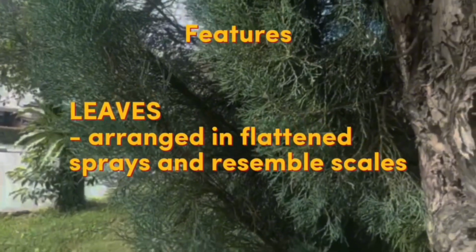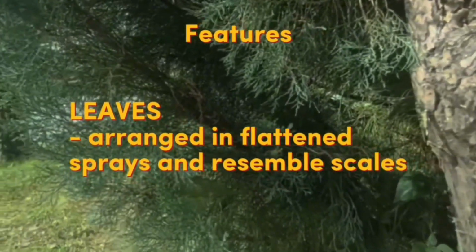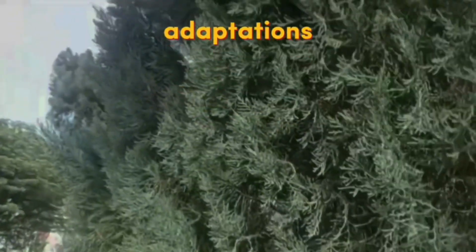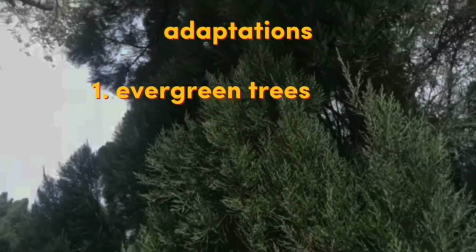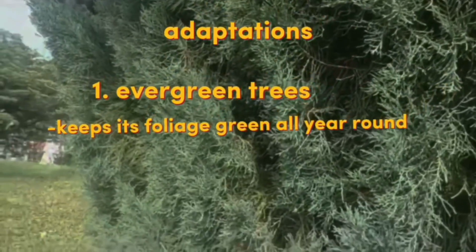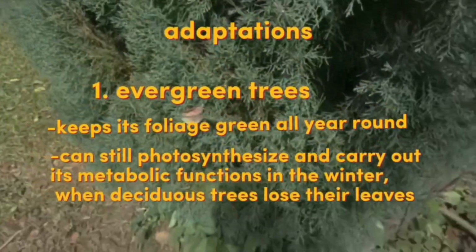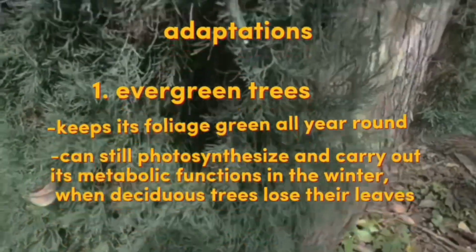The leaves have a smooth, feathery structure and are a dark green color. A unique adaptation or ecological role of this plant is being an evergreen tree. Chinese arborvitae keeps its foliage green all year round. Because of this adaptation, it can still photosynthesize and carry out its metabolic functions in the winter.